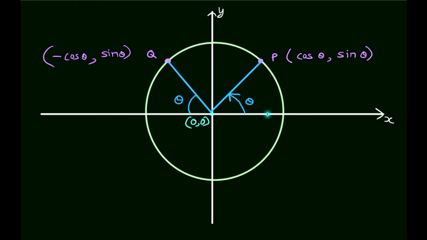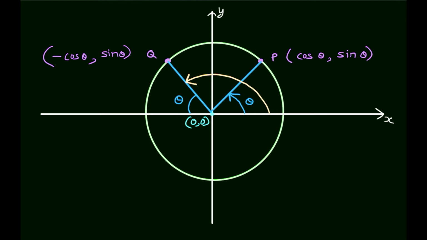So let me actually calculate the angle in anti-clockwise direction. In anti-clockwise direction, this big angle will be the angle of point Q. Now let us calculate what this angle will be.